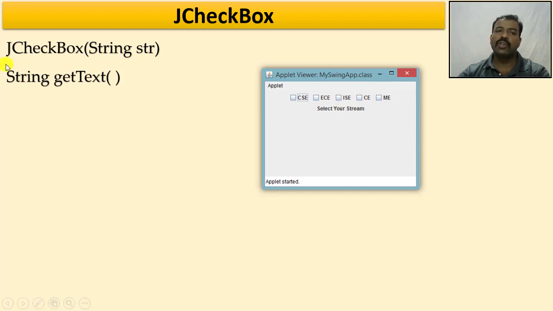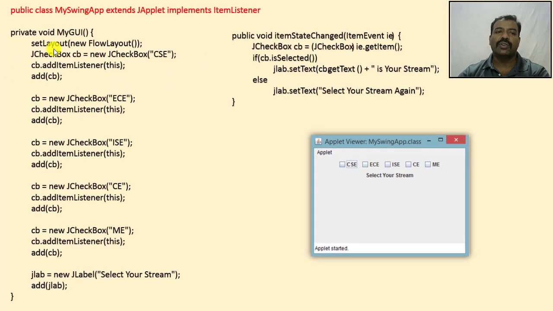That is what I'm going to do: create a checkbox with the string. This is the checkbox I'm creating, and this is the string I'm passing for the first checkbox. To know what text has been set here, I can make use of the method getText. Now just concentrate on the my GUI function. I want 5 checkboxes, so I'm creating new JCheckbox objects, 5 checkboxes, and the messages I am passing are CSE, ECE, ISE, CE, and EME.